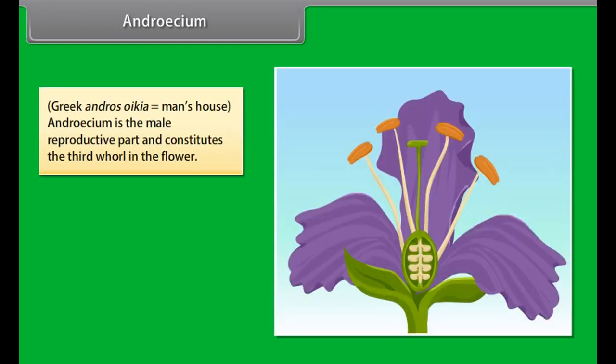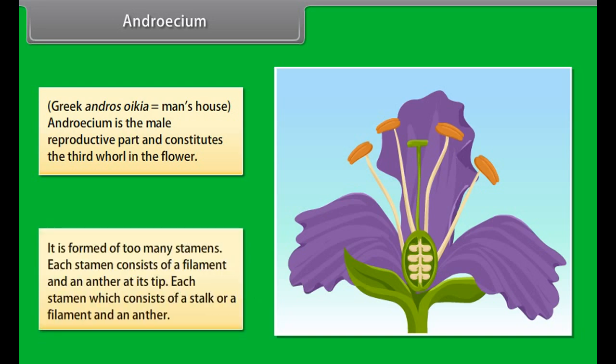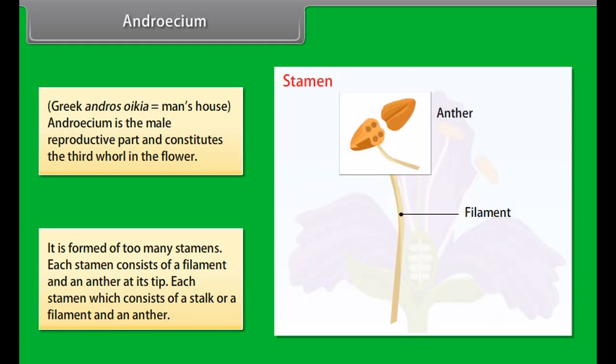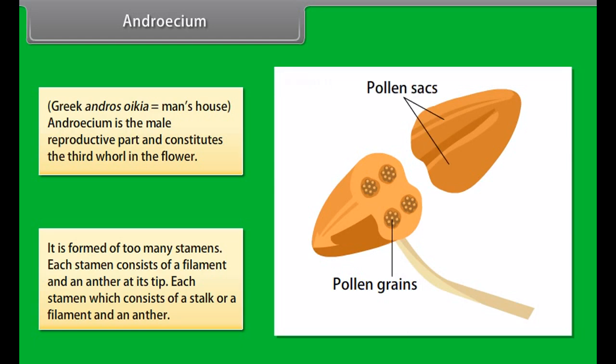Androecium is the male reproductive part and constitutes the 3rd whorl in the flower. It is formed of many stamens. Each stamen consists of a stalk or filament and an anther at its tip.